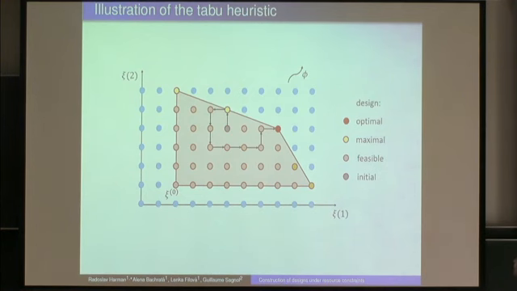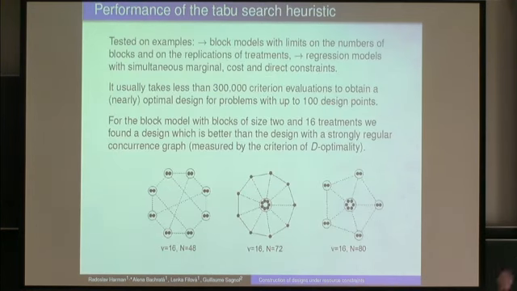Okay. So we have some heuristic. We tested this heuristic on many examples, with block models with limits on the numbers of blocks and replication of treatments, regression models with simultaneous marginal, constant direct constraints, and many others. To give you some idea about the speed, it usually takes less than 300,000 criterion evaluations to obtain a nearly optimal design for a problem with up to 100 design points.